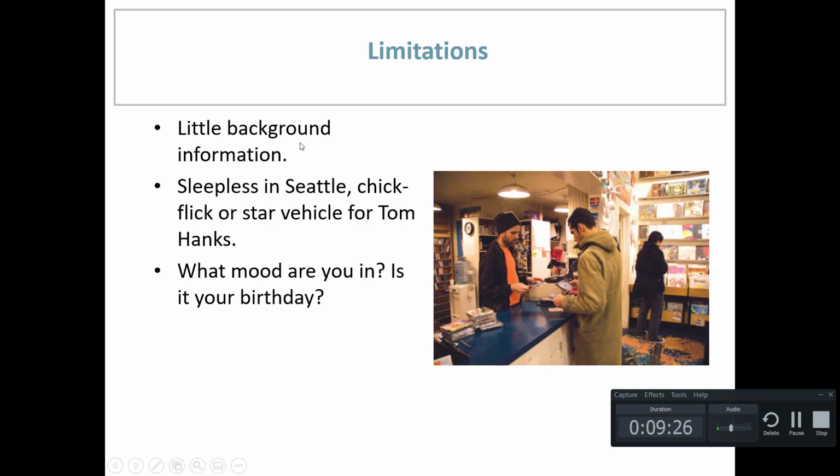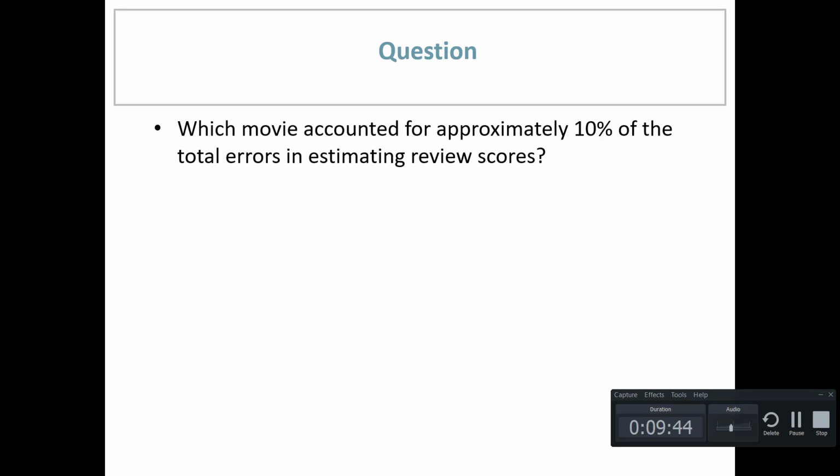So it's a difficult problem, of course. This is an example of why. Sleepless in Seattle, is it a chick flick or is it a star vehicle for Tom Hanks? And when people review, it's not just the quality of the movie, it's very much the occasion and the time period. There's a lot of variables going into it.